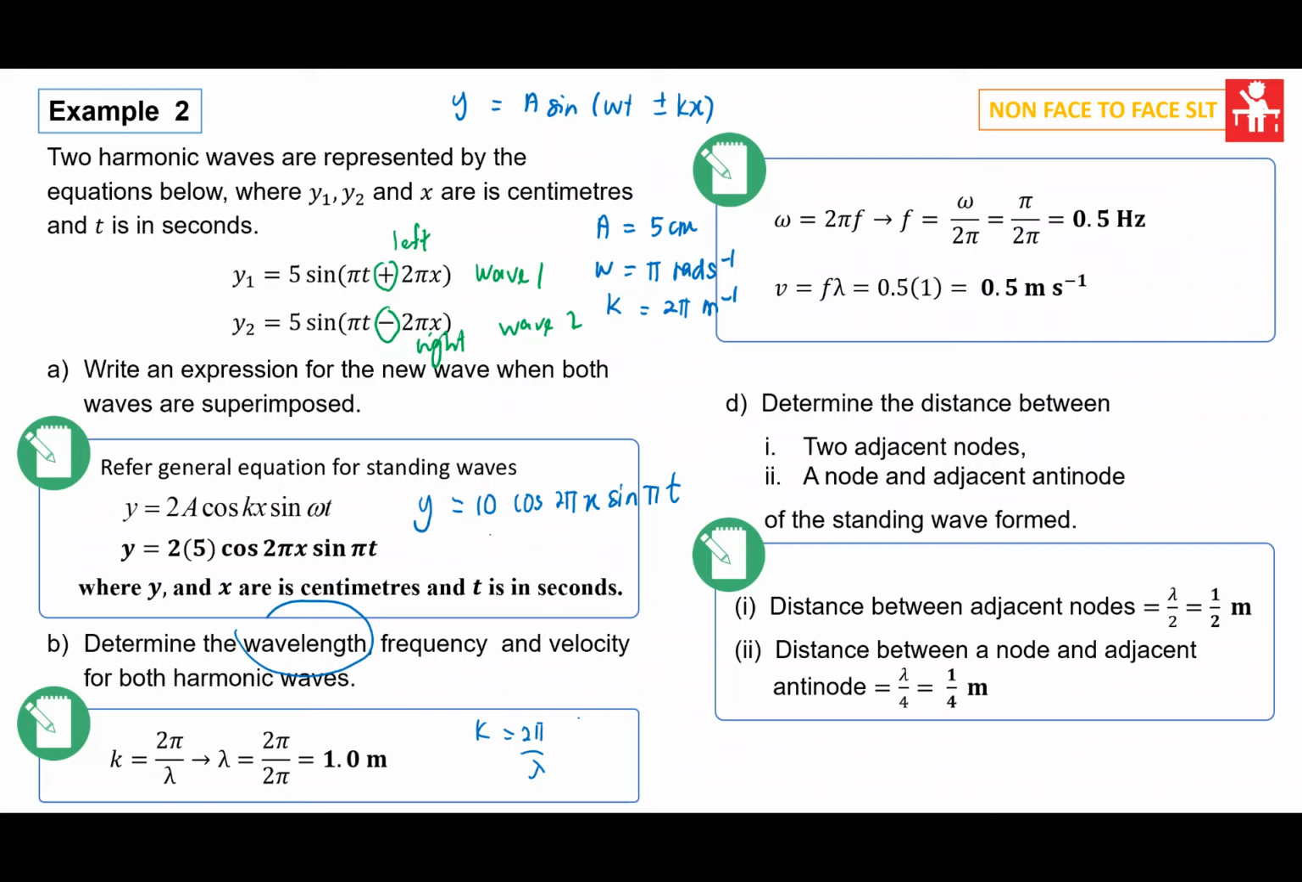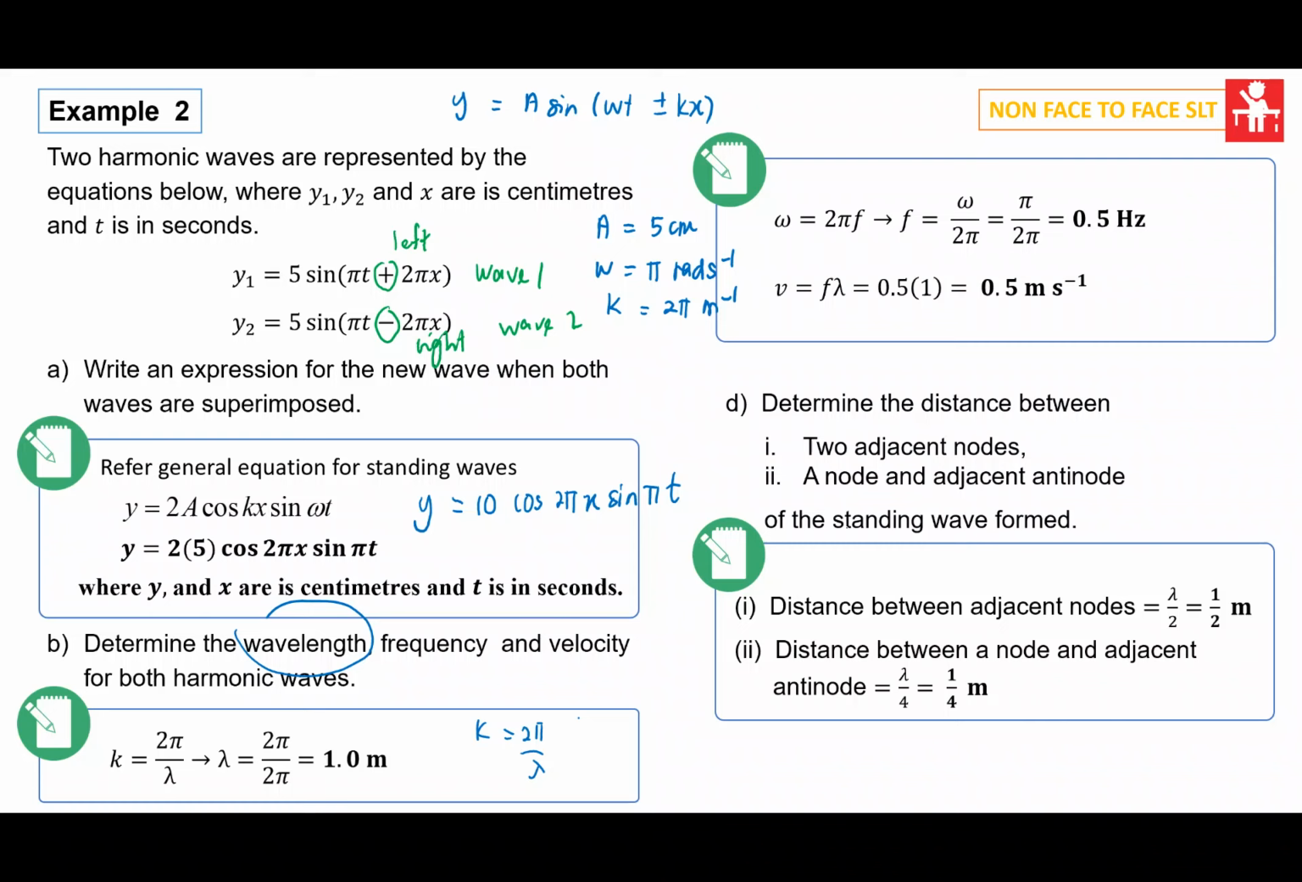Lastly, it is asking for the velocity. The equation is v equals f lambda. So just put in the lambda you got earlier, 1 meter, and the frequency you also got, 0.5. You just plug in and you will end up with a velocity of 0.5 meter per second.